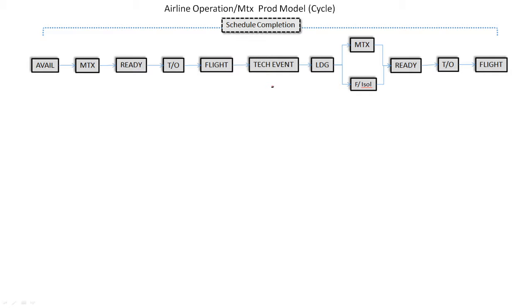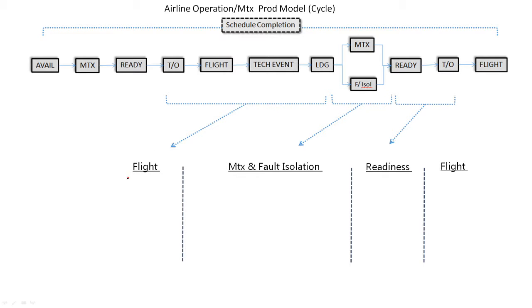And what we are going to do now is break down this diagram into three segments. First, it is flight. The next segment is maintenance and fault isolation. And the third segment is readiness. And we have flight. As we said, we have a cycle here. It repeats over and over again.